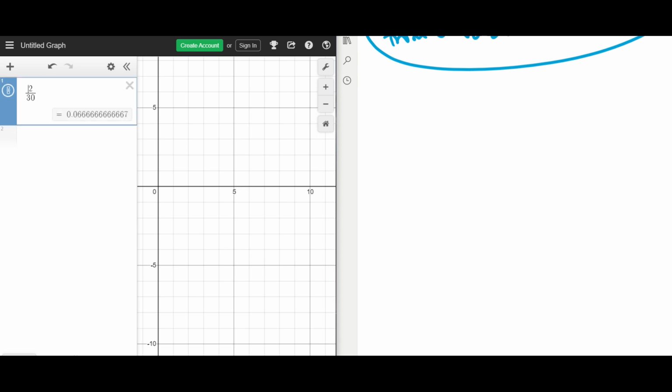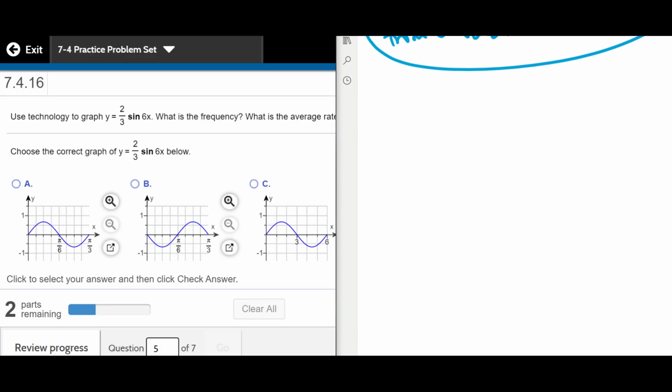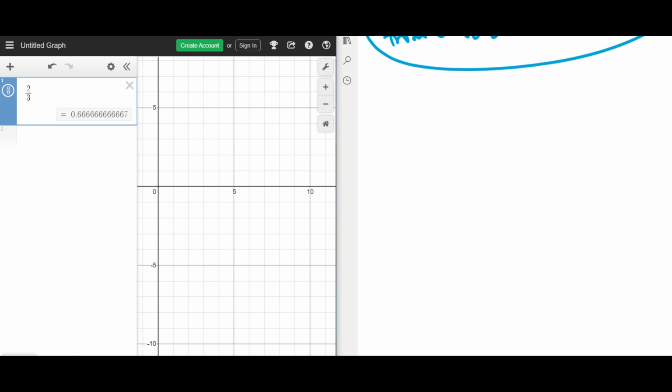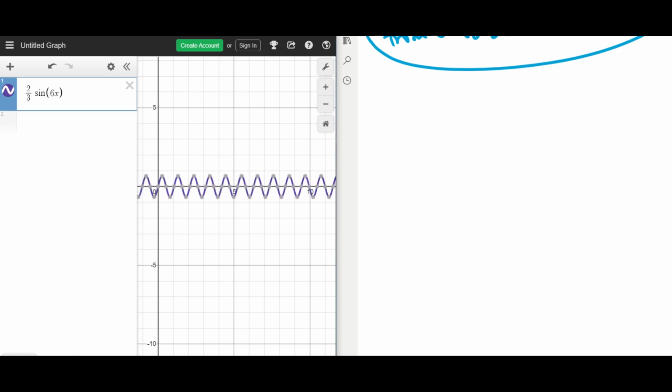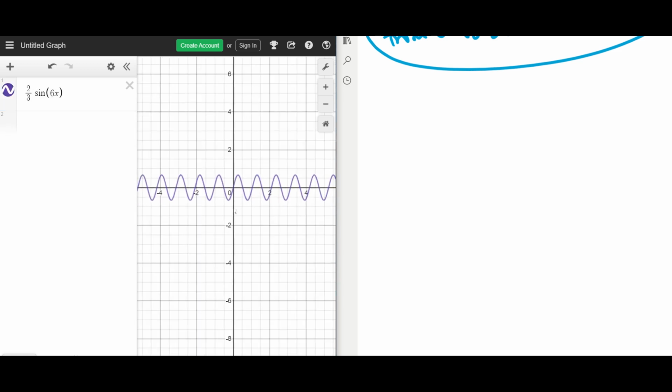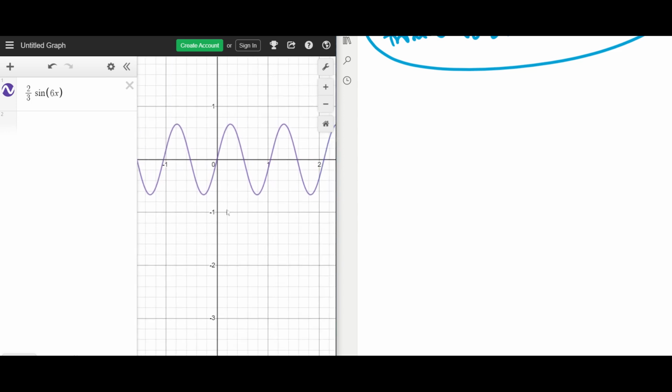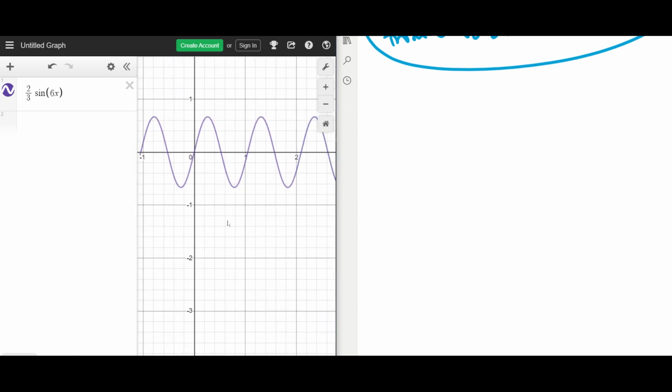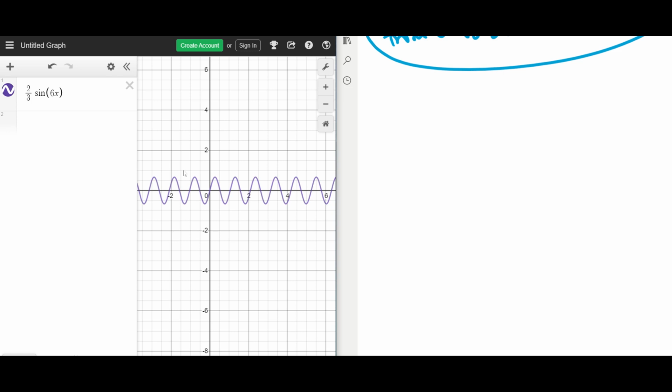Oops, I put a 30 there. Sine of 6x. Okay, so there's my graph. I'm going to zoom in on that. All right, so look to see what the frequency is.